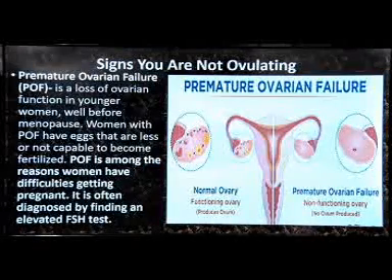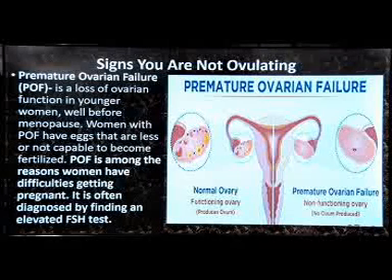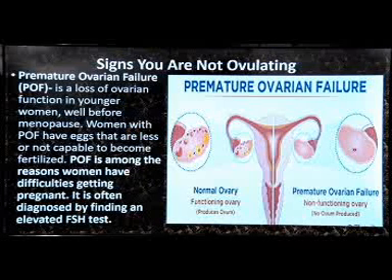Now, premature ovarian failure is actually the loss of function of the ovaries. So the ovaries are not functioning well, especially when you are a young woman. Usually it happens when you are heading towards menopause, but it can happen to women that are not even anywhere close to menopause, simply because of hormonal issues. If you have premature ovarian failure, it simply means that you have eggs that are less capable or not capable of becoming fertilized.